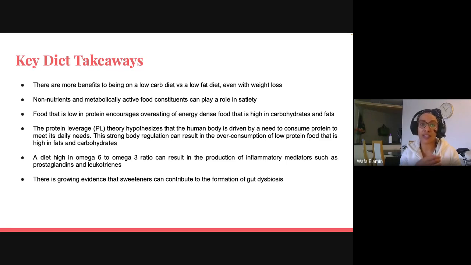Part of the reason is the protein leverage theory, the hypothesis that our body is driven to consume lots and lots of protein until we meet our daily needs, and that is sort of the philosophy behind what's going on in the eating habits that we have. It's part of the issue. It's not the only issue.